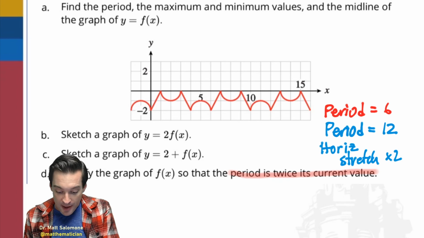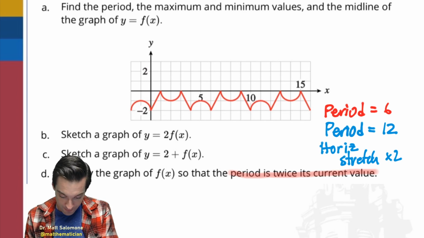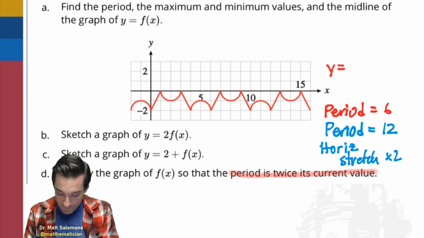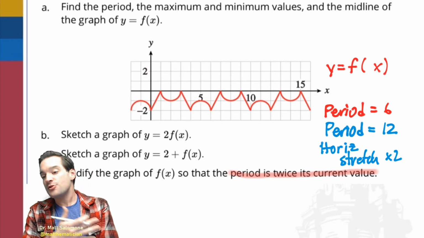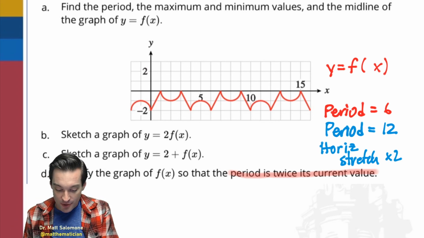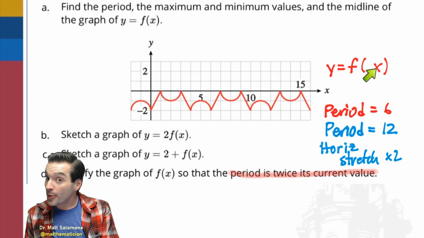So how do we do that? Using the formula for my original graph. My original graph is y equals f of x, right? How do I stretch that out horizontally by a factor of 2? I just have to operate on the x using either multiplication or division.